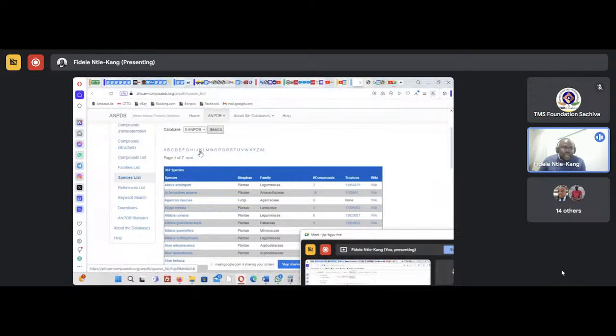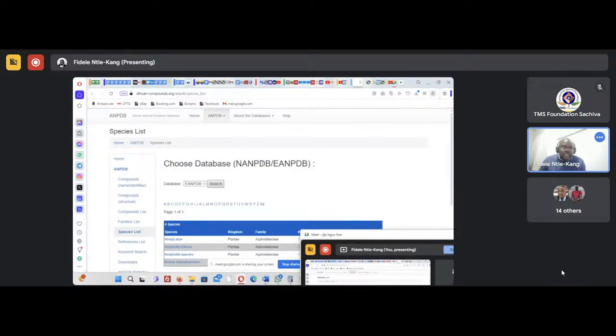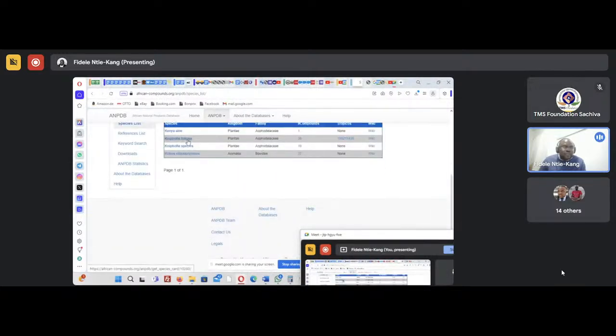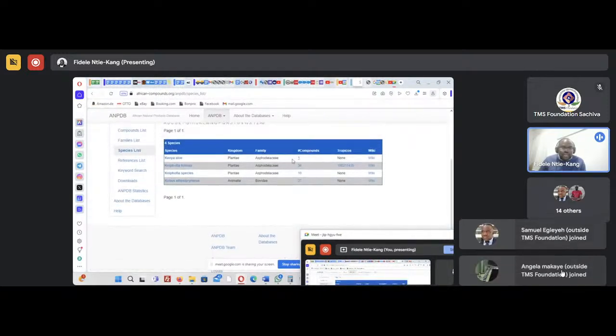And I'm interested in the folia. So I go to the K, right? That's where it was found. So the folia foliosa is here. Okay. And the nice thing is I also have another folia species. So if I'm interested in the folia foliosa, I would say that this species has 36 compounds which have been identified, which are in the database. 36 compounds are available there.